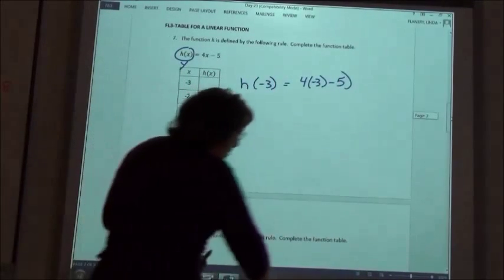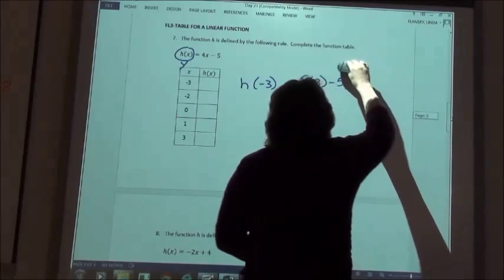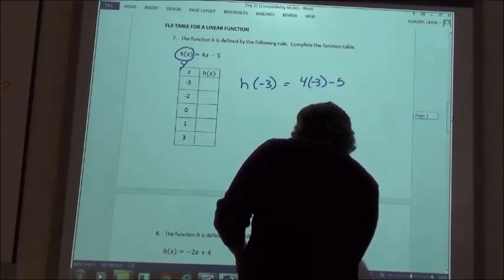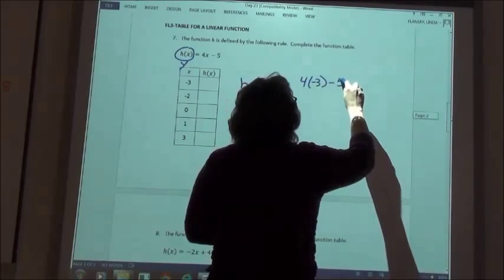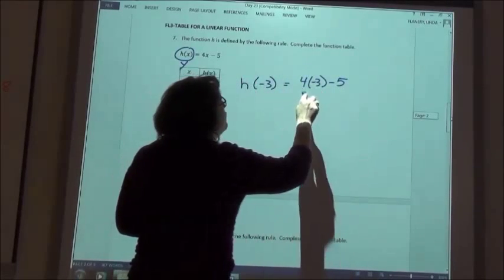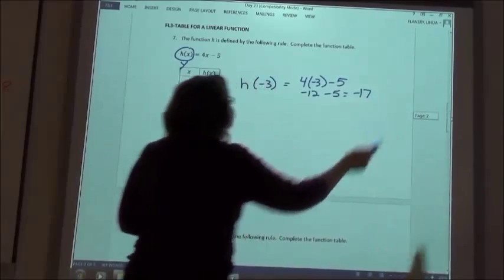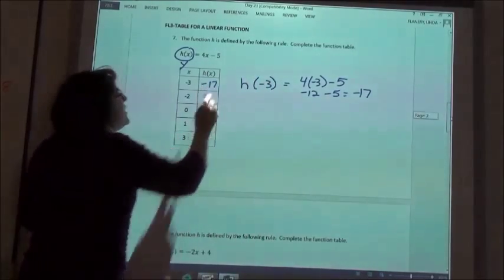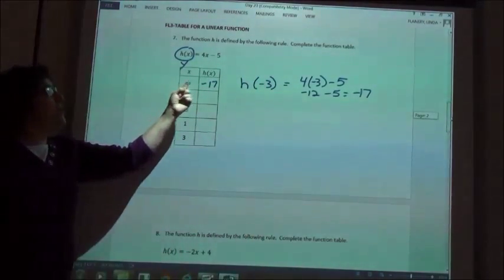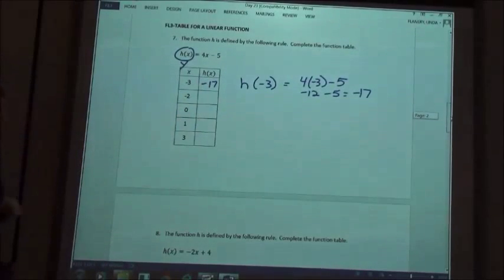I don't know why I put that parenthesis there. I was just busy writing. And then I'm going to find the answer to that. So 4 times -3 is -12. -12 minus 5 is -17. And so I'm going to put it into my table. When x is -3, my answer is -17.